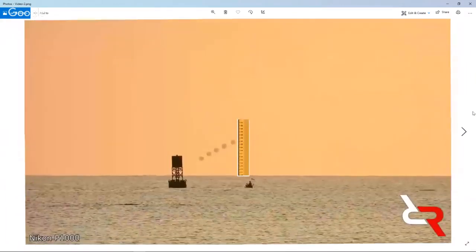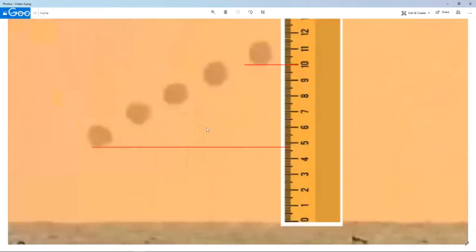So in order to do that, next frame, here we go. I've put these lines in. Now, as you can see, the first one is scaled directly on the number 10. And then we've got 1, 2, 3, 4.